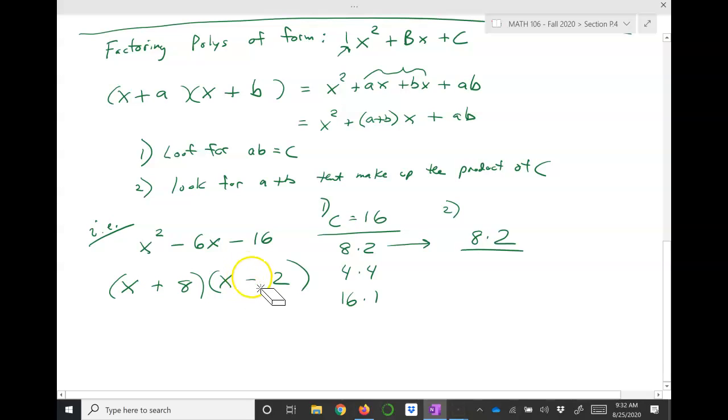Yep, you caught your mistake. That's perfect, right? So minus 8 plus 2. So just think about it. It's minus 8x plus 2x gives you negative 6x, and then you're set. Okay? So that's the process for these types of problems. Again, determine what C is.